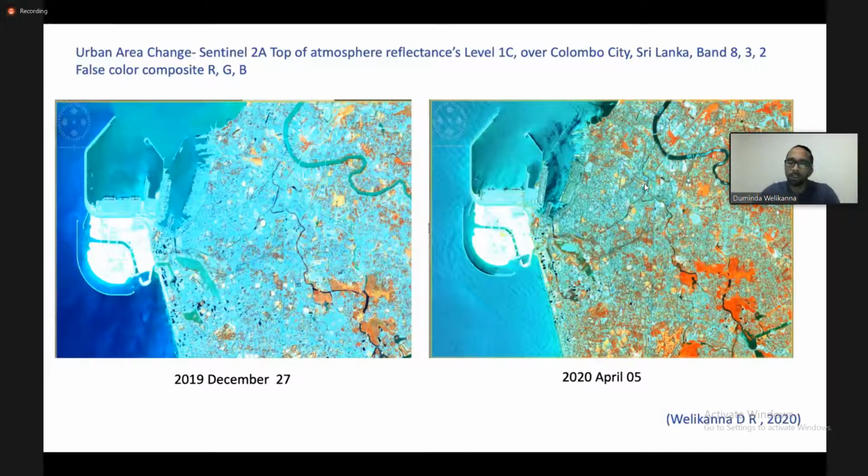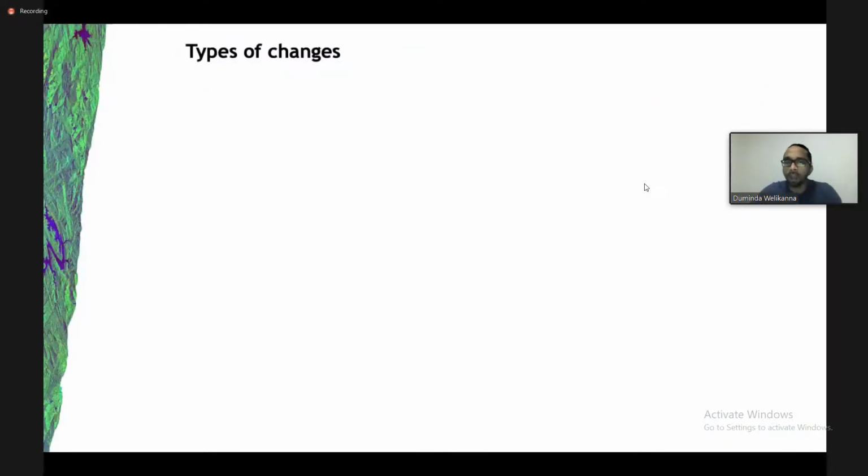This is a change of Colombo, as you can see very lightly. After the COVID-19 first lockdown, you can see the soil areas are becoming vegetation because humans are not there, and more red color is penetrating in this composite. As you can see, this is a color composite where the RGB is band 8, 3, 2. So this is a false color composite. Band 8 goes to red, band 3 goes to green, and band 2 goes to blue. Red color shows basically the near infrared region, where vegetation has the highest spectral reflectance. So vegetation is highlighted. This is a change happening.